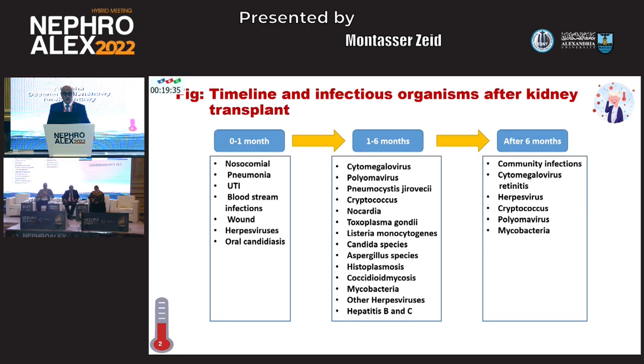From 1 to 6 months: cytomegalovirus, polyoma virus, Pneumocystis jirovecii, cryptococcus, nocardia, toxoplasma, listeria, candida, aspergillus, and other fungal infections. And after 6 months of transplantation: community infections, cytomegalovirus, herpes virus, cryptococcus, polyoma virus, and mycobacterium.